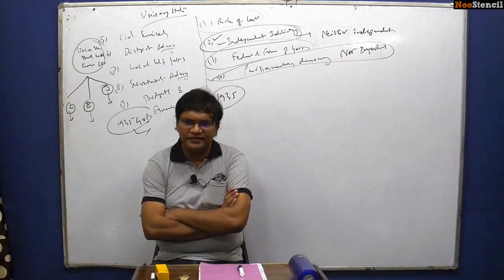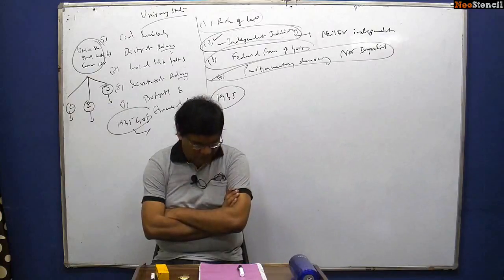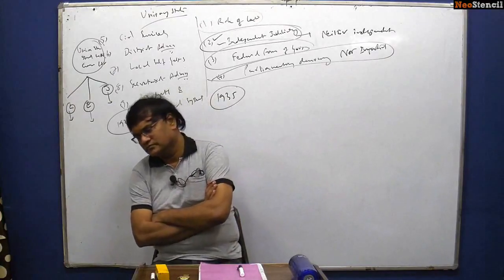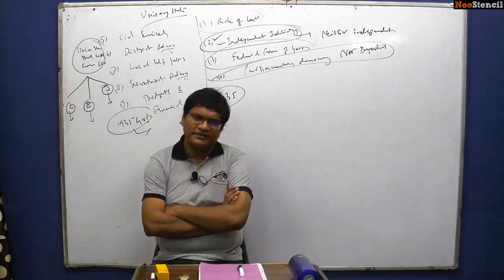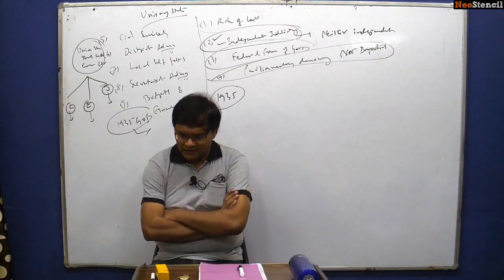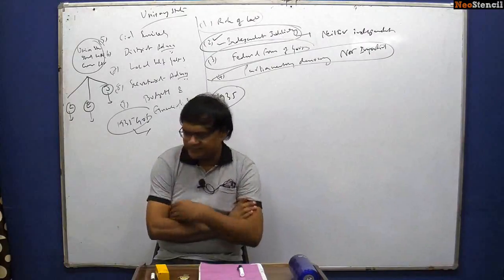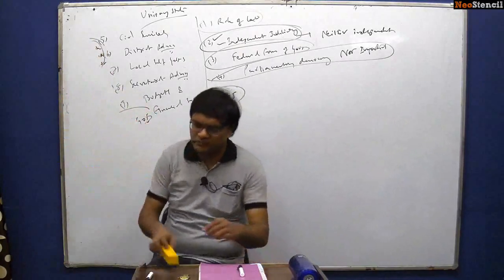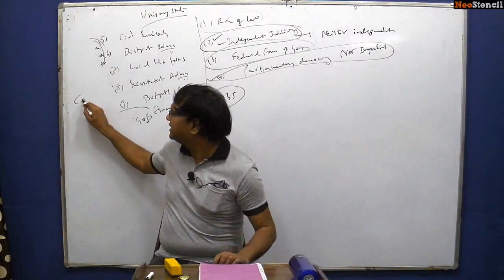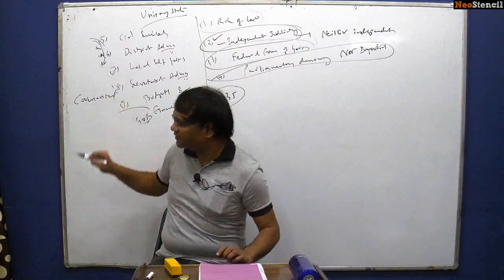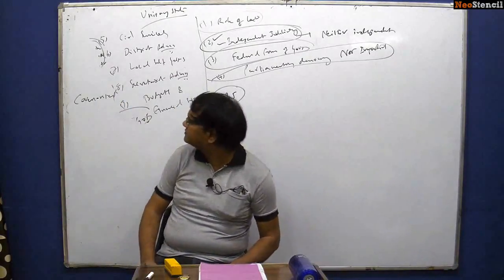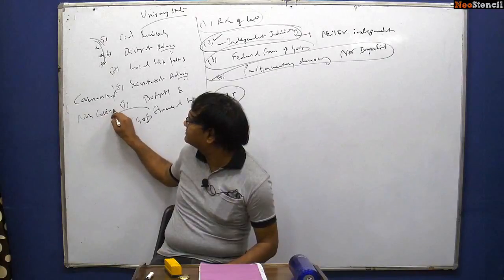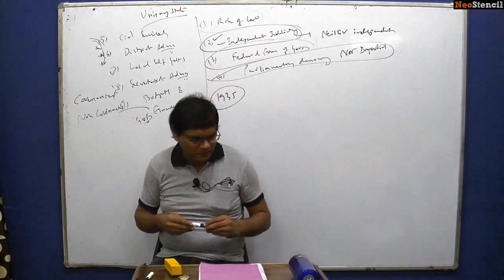So they introduced modern civil services in India. The civil services in India at that point of time were divided into two categories broadly. What are they? First one is covenanted civil services. Second one is non-covenanted civil service.